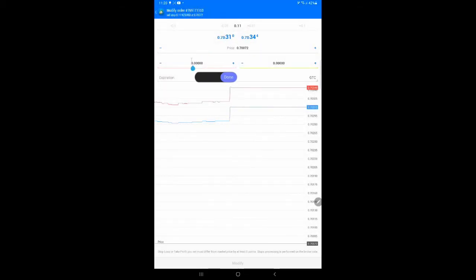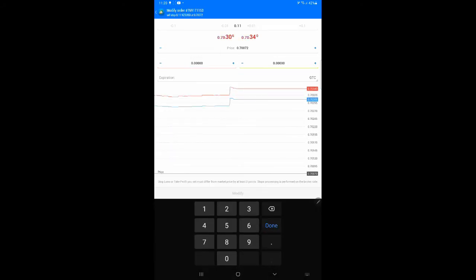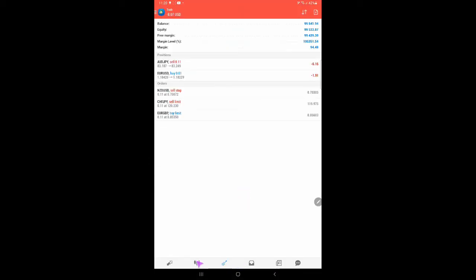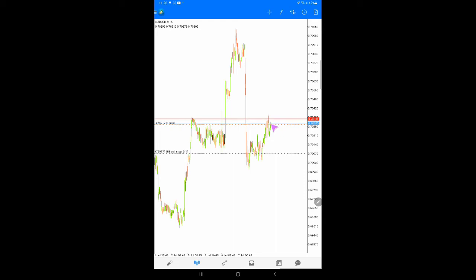So I'll click here, 0.70294. See, the modify is highlighted. If for any reason your modify is not highlighted, then you're the one wrong. You need to check your price. Okay, so I click modify. So I have my stop loss now. So I go back to that point. So I have my stop loss.